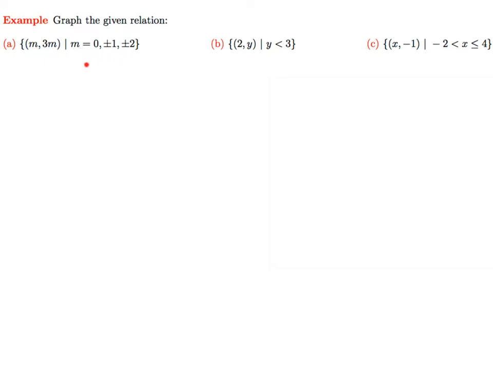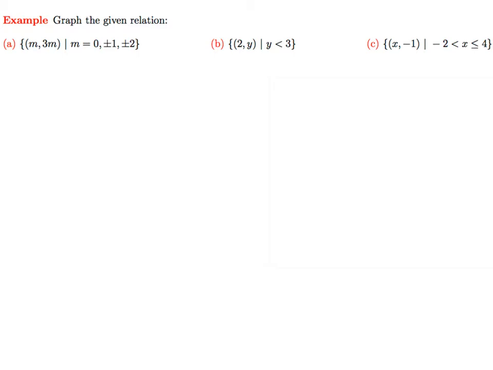So we could express this relation verbally as saying the set of all points (m, 3m), such that m is equal to 0, plus or minus 1, plus or minus 2. So we're given in roster method, we could express that verbally as I just did.